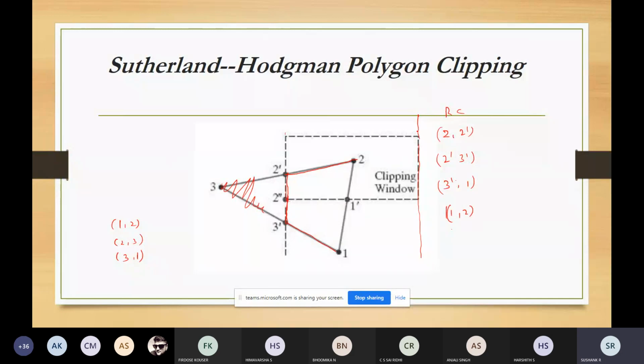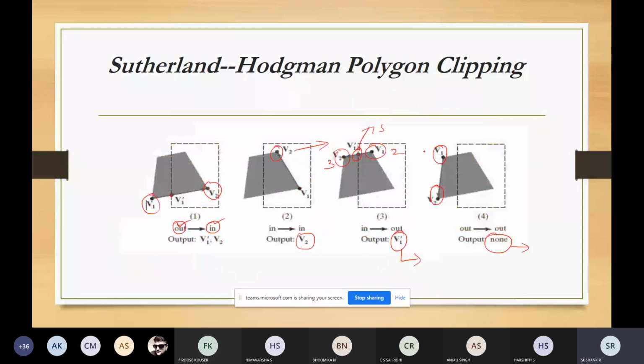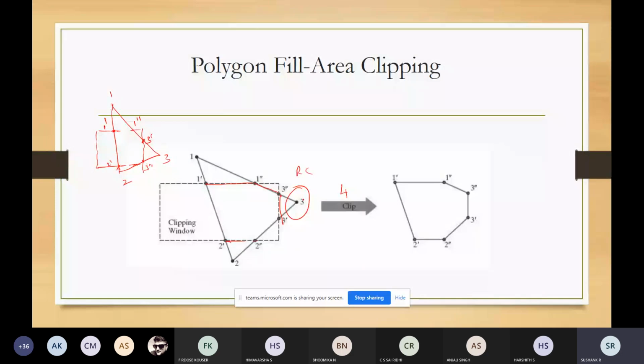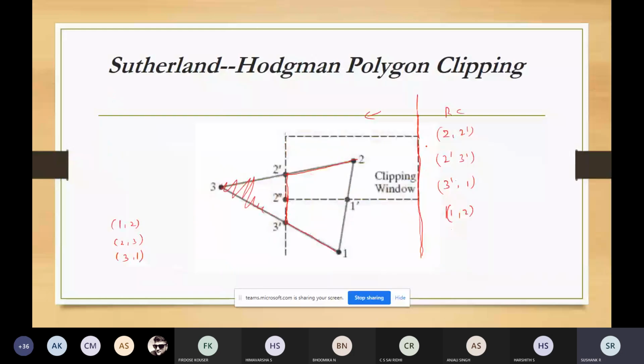So for my right clipper, all these values are inside only, because I don't have any vertex in this area. I don't have any vertex to the right hand side of this line. If this was the case for the right clipper, 3 was in the right clip area, but here I don't have anything. So all the cases will be inside.